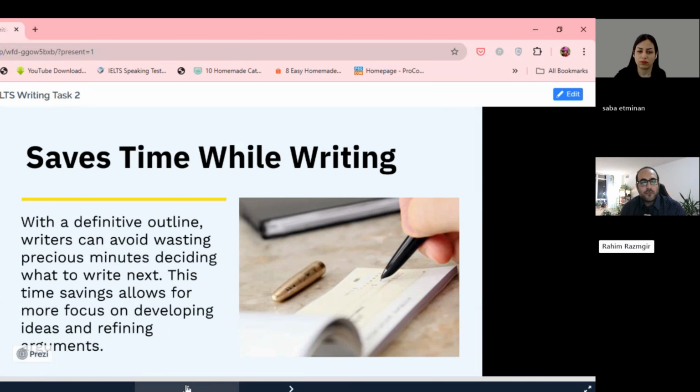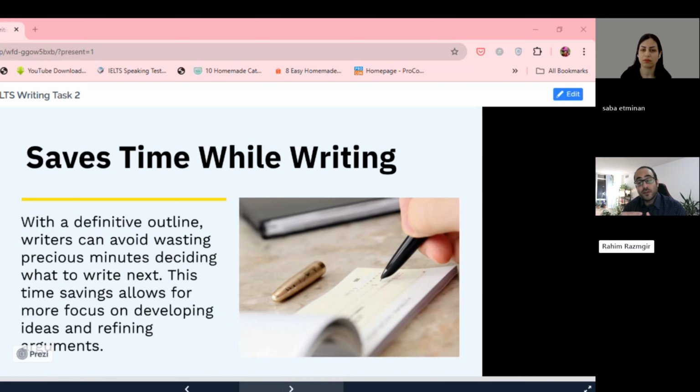Let's see what will happen if we don't plan. If you don't plan, if you start writing immediately, what might likely happen is, first of all, you may not understand the question fully. And if you don't understand the question, you don't have the right task response. So you're answering a question that you didn't understand well.